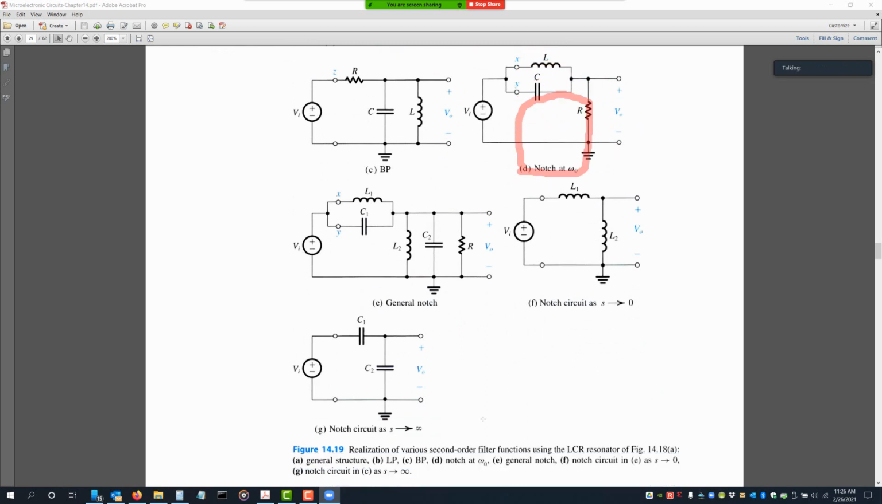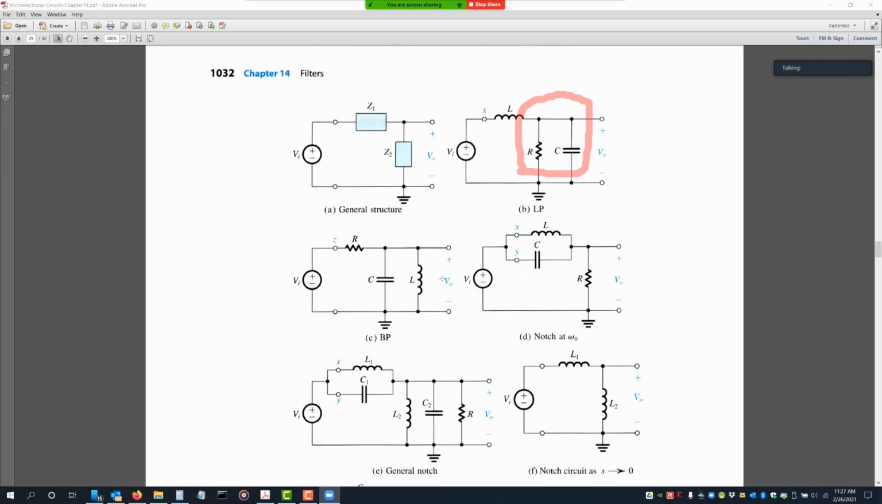So there are general notches that you can do with two inductors and two capacitors, which are special cases, but we're going to be looking at these different types of realizations. So first we're going to look at the low pass, which is this one here.